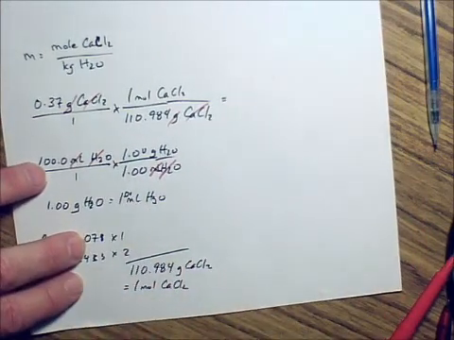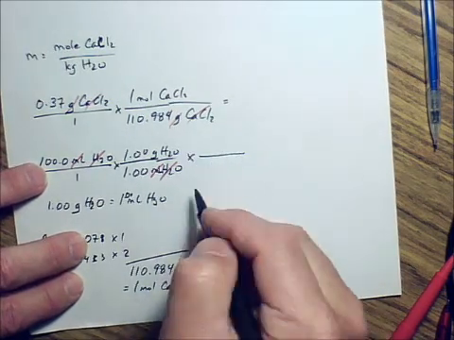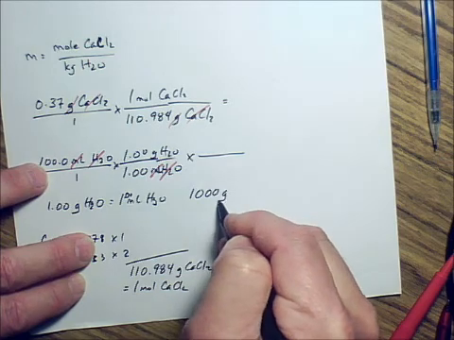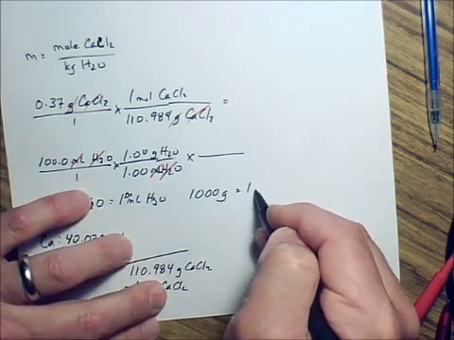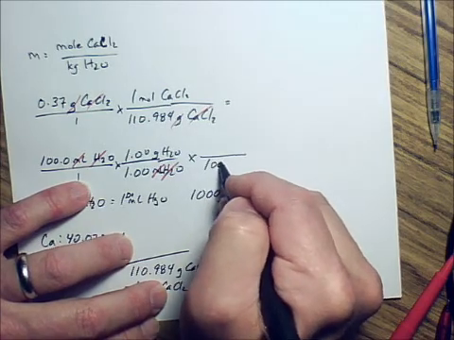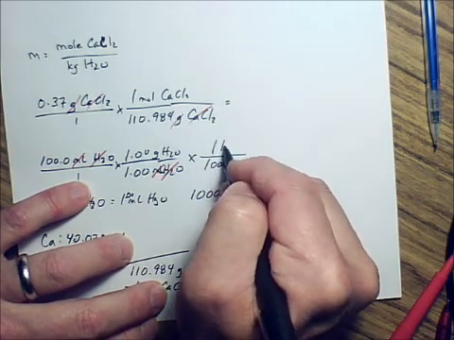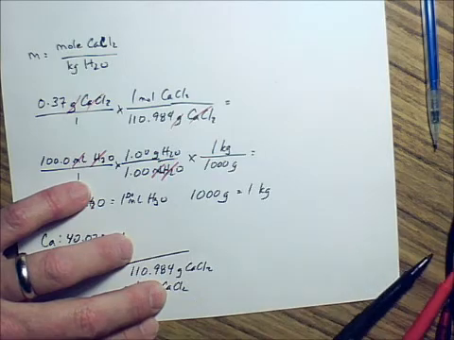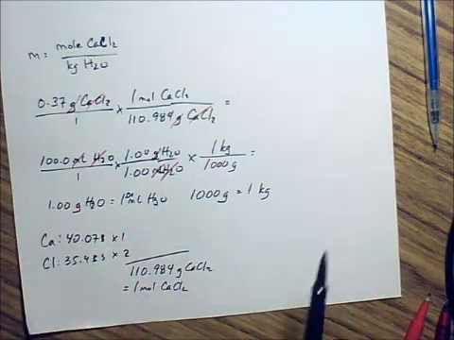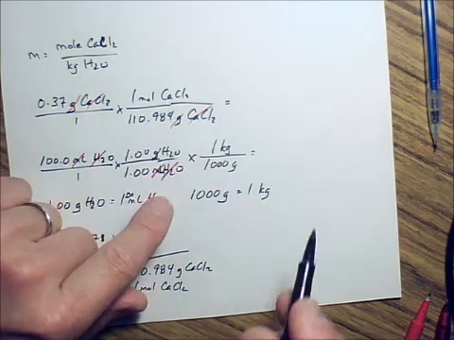And then we need to convert that into kilograms, and the ratio you need is that there are 1,000 grams in 1 kilogram. So 1,000 grams in 1 kilogram. Okay. And grams are going to cancel. And when we get done with this, we're going to have our amount of H2O in kilograms.